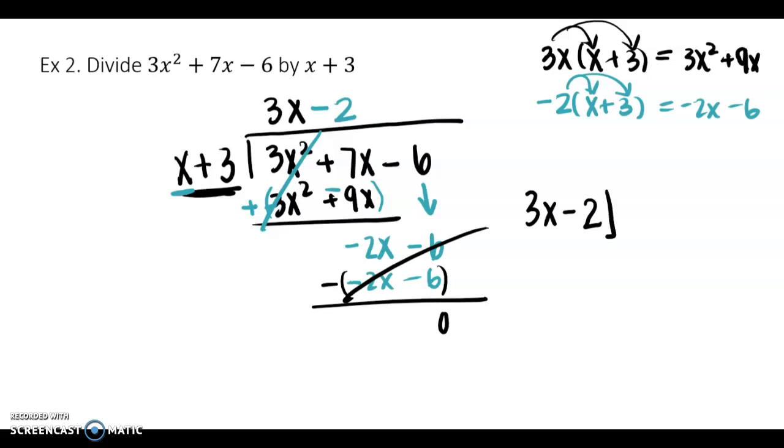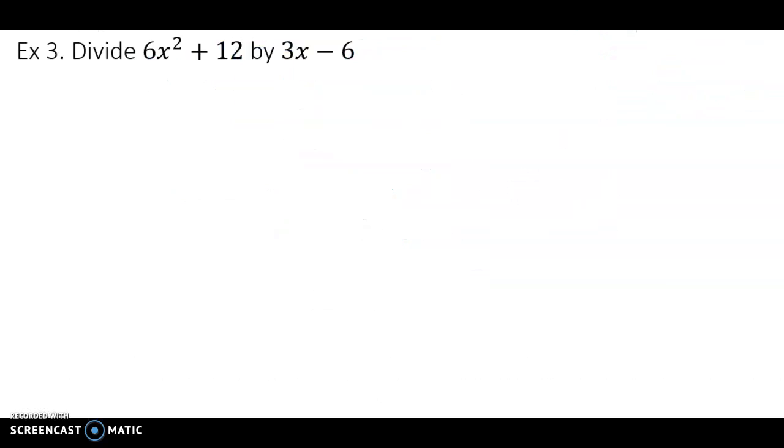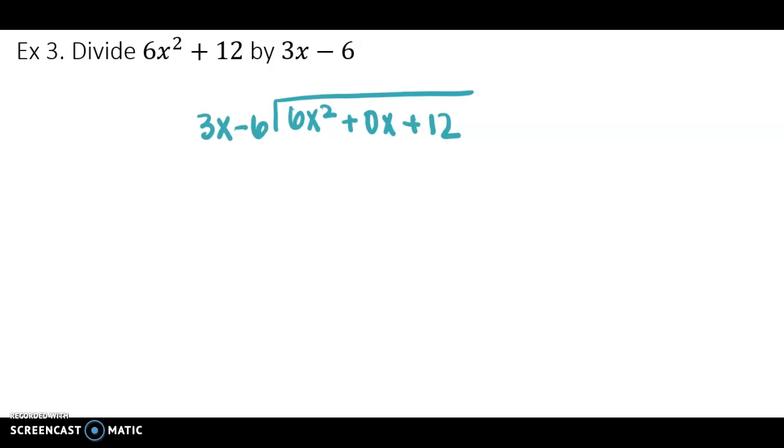Now, in both of these cases, our remainder happened to be 0, but that's not always going to be the case. Alright, here's the next example. So we have 6x squared plus, there's no x there, so we're going to put a placeholder, so plus 0x plus 12, and then we're dividing it by 3x minus 6.